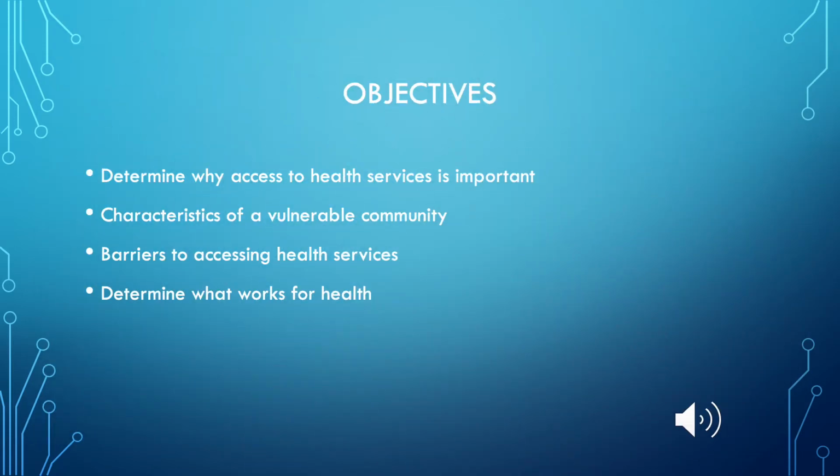Now that you've completed the pretest, let's take a moment to cover the objectives for this presentation. After viewing this presentation, you will be able to determine why access to health services is important. You will be able to identify characteristics of a vulnerable community. You will also be able to identify barriers to accessing health services. And lastly, you will be able to determine what works for health.